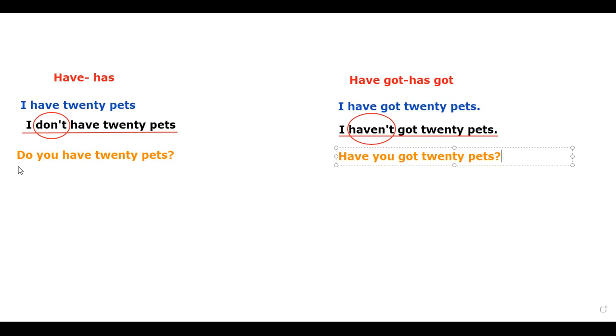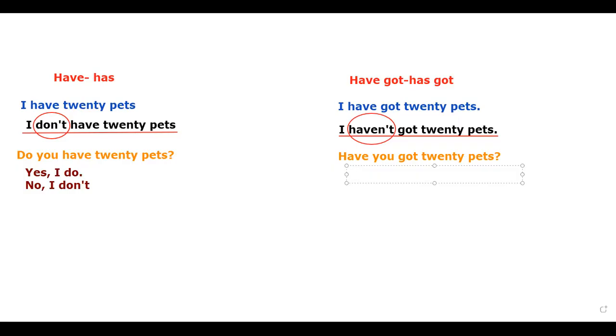And how do we have to answer these questions? Here, in this case, we are going to say, yes, I do. Why I do? Because I am using do as an auxiliary verb. Or no, I don't. But we have got. Here we used the auxiliary verb have.